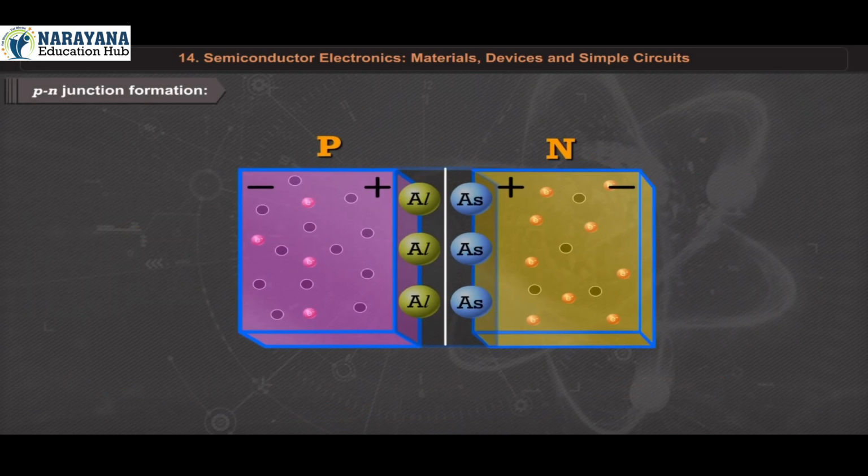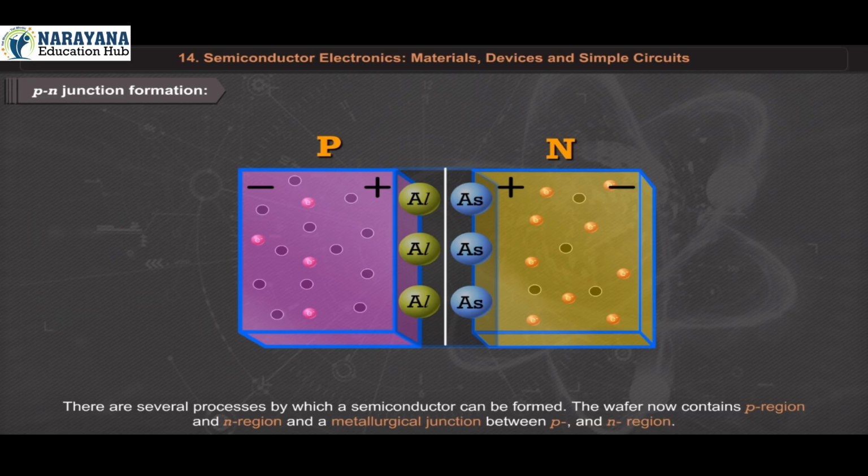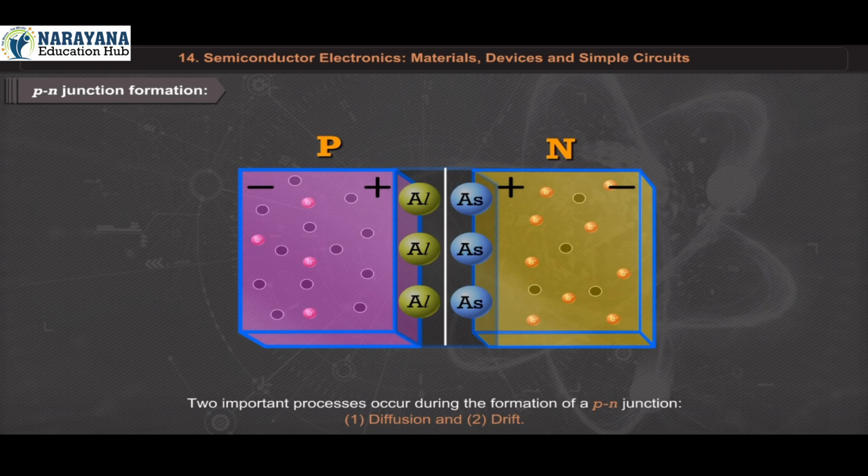PN junction formation. Consider a thin p-type silicon semiconductor wafer. By adding precisely a small quantity of pentavalent impurity, part of the p-type silicon wafer can be converted into n-type silicon. There are several processes by which this can be done. The wafer now contains p region and n region and a metallurgical junction between p and n region. Two important processes occur during the formation of a PN junction. Number 1, diffusion, and number 2, drift.